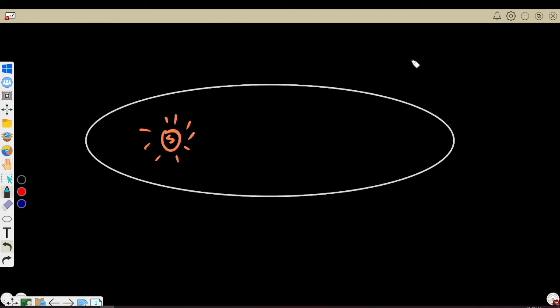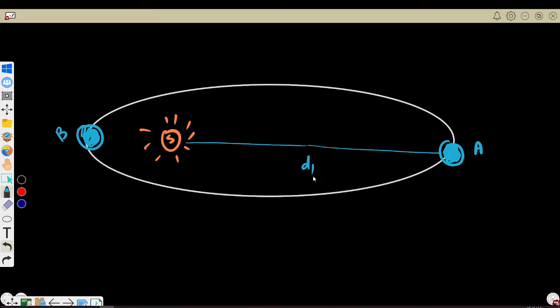I have drawn the orbit which is elliptical and the sun is at one of the foci according to Kepler's law. Let's say that the planet is at this position which is at the far end. Let's say the position is point A, and I assume another position of the same planet, point B. In the first case, I will discuss point A. If I join the sun and the planet using a line, let's say the distance is d1. So the distance SA is equal to d1.